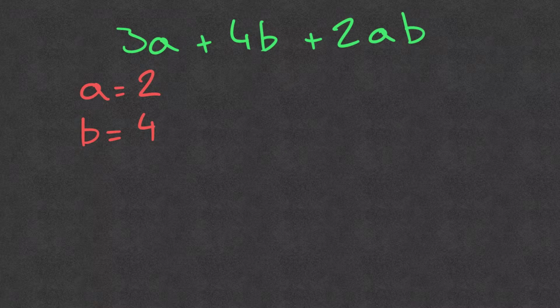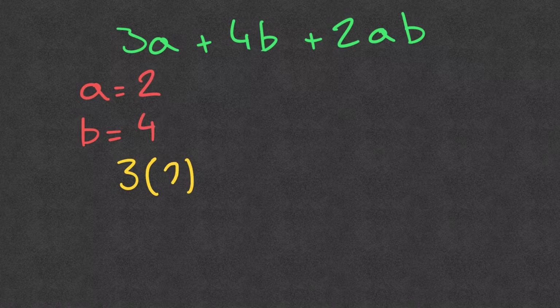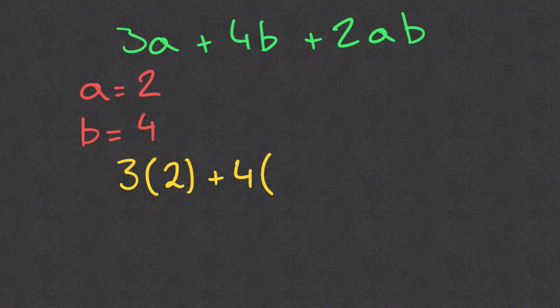A bit of a longer one, this one. So 3a plus 4b plus 2ab. Same deal. 3. This bracket used to be an a. We've been told a is equal to 2. So that'll be a 2. Then this will be 4. And b is equal to 4 here, we've been told. So where b was, we're going to put a 4 in the bracket.